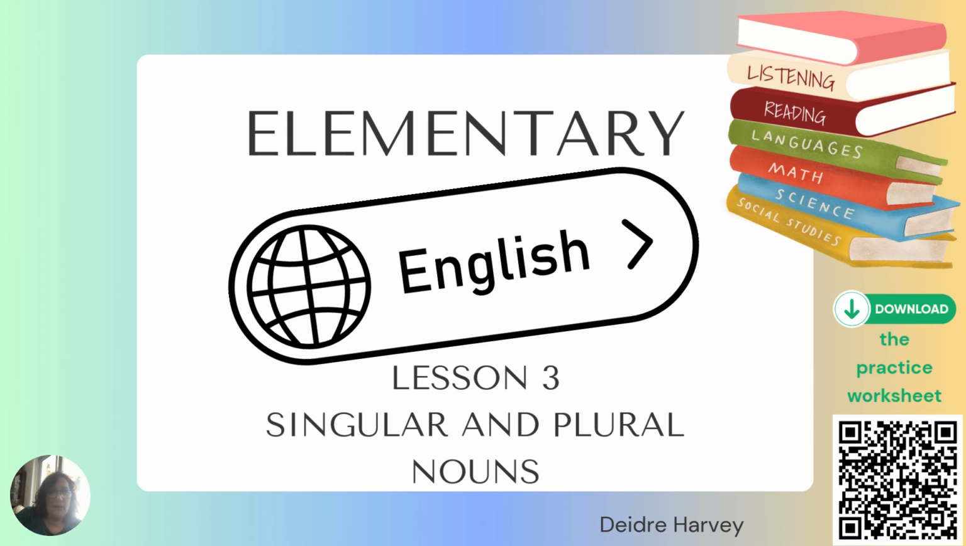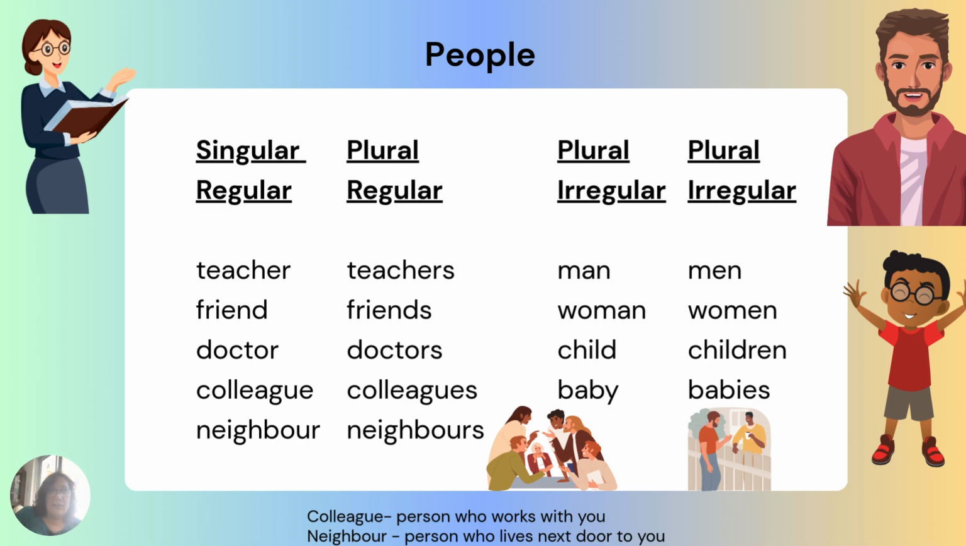Today we're going to talk about singular and plural nouns. Singular means one and plural means more than one. It means two or more. So nouns are names of people. For example, teacher, one teacher, two teachers.